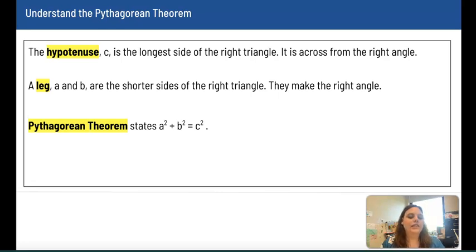And the Pythagorean theorem specifically states, if you take the squares of the legs, so A squared and B squared, it will equal the square of the hypotenuse, so C squared.